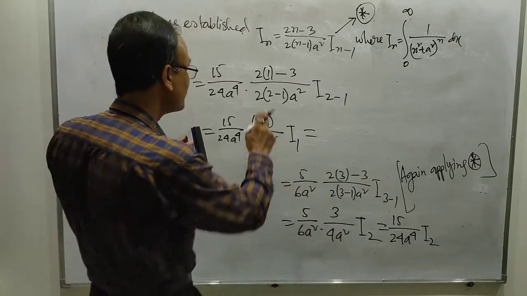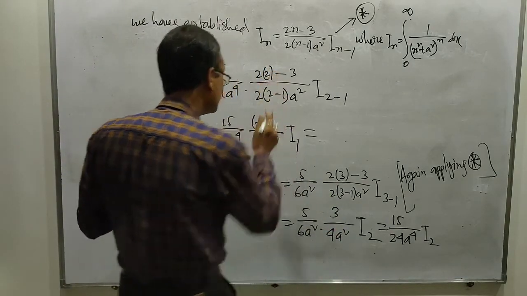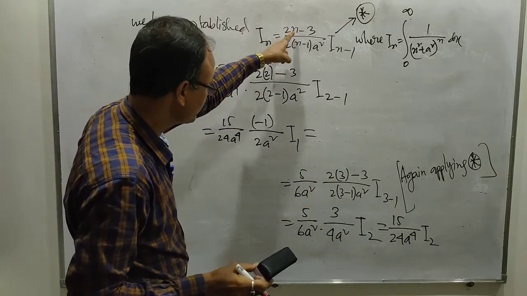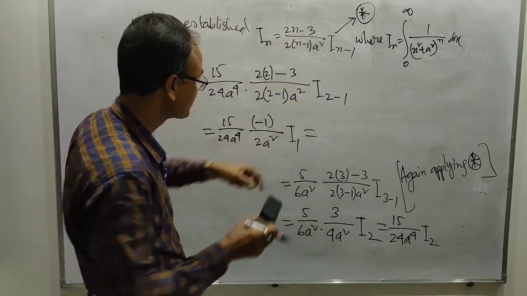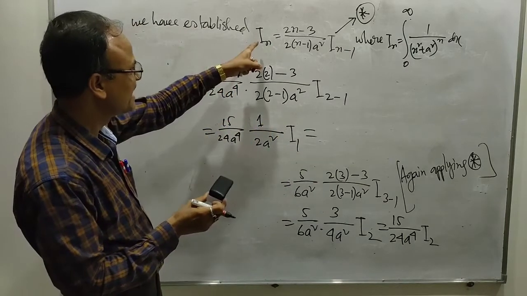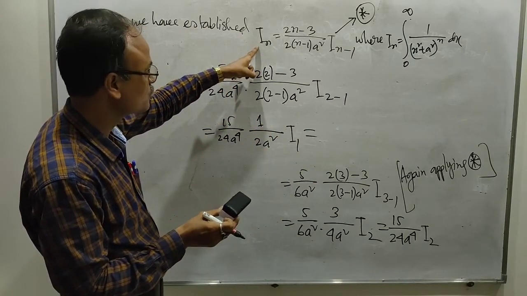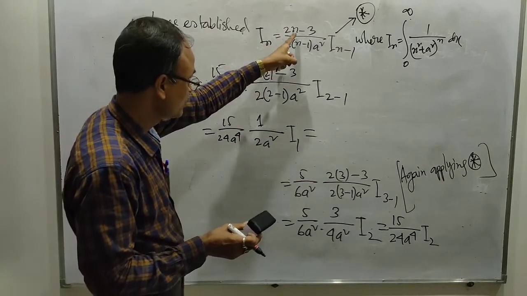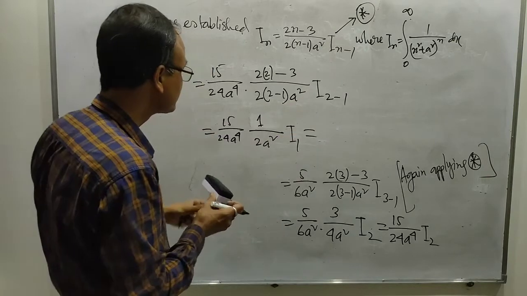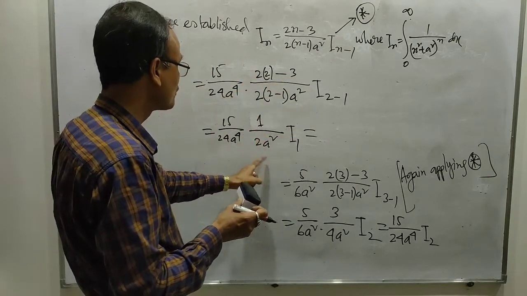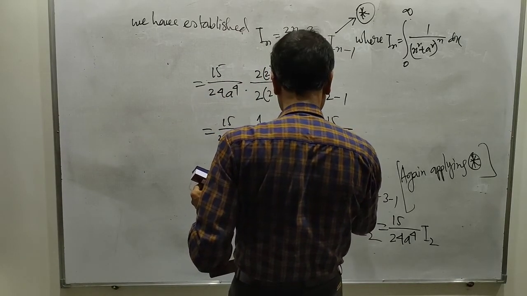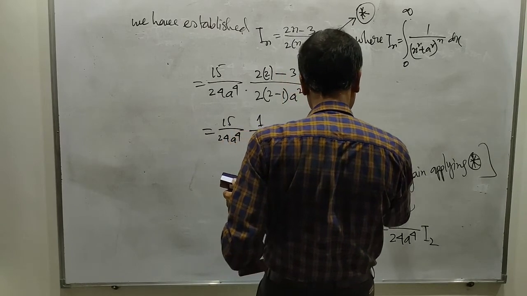Not, it is not minus 1. It is 2. You see here, I am putting n is equal to 2 here. 2 into 2 minus 3, it is not minus 1, it is plus 1. Put n is equal to 2: I2 is equal to 2 into 2 minus 3, 2 into 2 minus 1, a square I2 minus 1. Yes, 4 minus 3 means 1. Twice a square, 15 divided by 48 a to the power 6 I1.